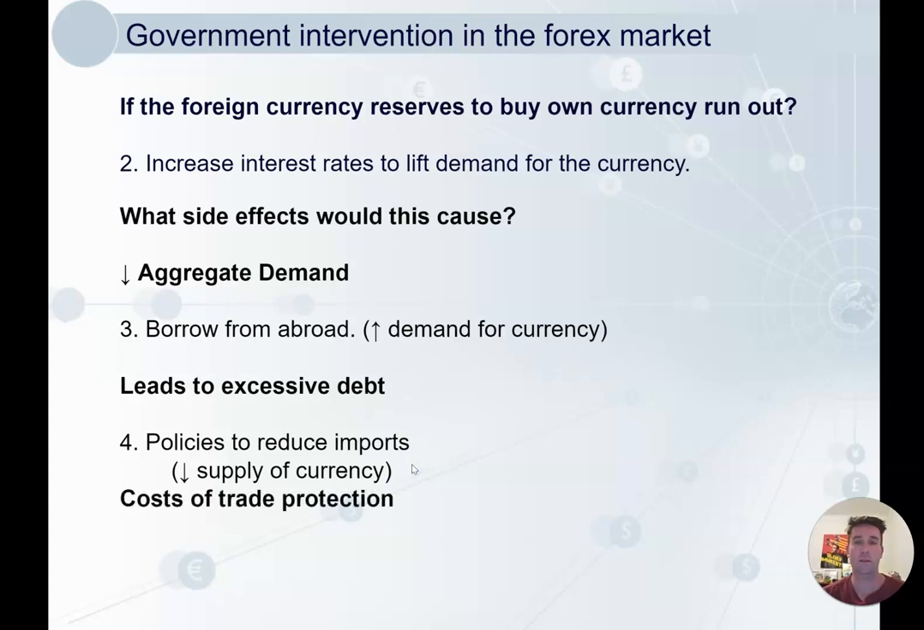But of course, then there are all the costs of trade protection. You don't want to do that. Other countries will retaliate, of course. You're going to start a trade war. You don't want to do that. That is bad policy.